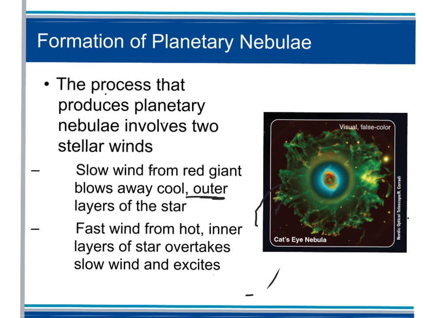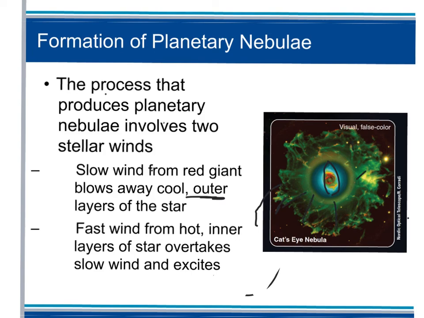So the process that produces planetary nebulae involves two different stellar winds. A slow wind from a red giant blows away the cool outer layers of the star. My drawing's not symmetric, but if you took a basketball and you cut the basketball in half, you would see two symmetric sides. But here, with the cat eye nebula, we don't see that symmetric pattern. We see a lot of irregularities there.